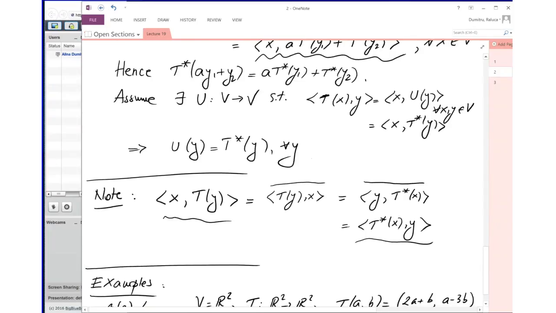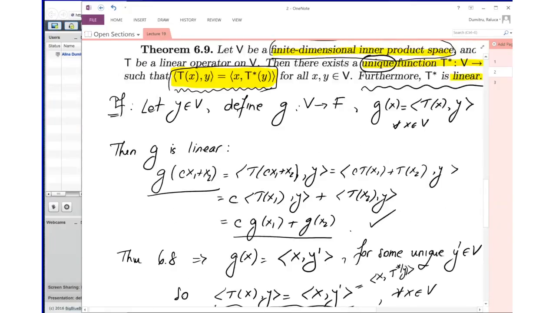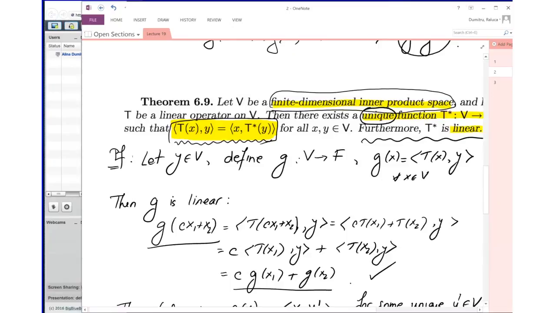Well, as I said, all that matters is this highlighted identity. That T of x inner product with y is x inner product with T star of y. That's the thing that you always use to figure out what T star is. I need to find T star of the pair (3, 5). So that means y should be (3, 5). What is x? Well, I don't know. It needs to hold for every x, so I'll just let x be arbitrary.